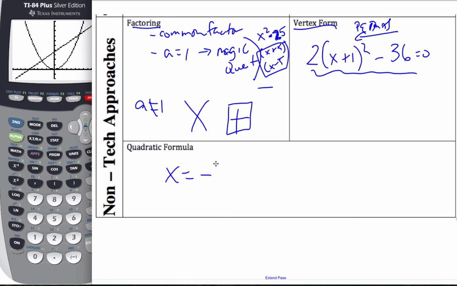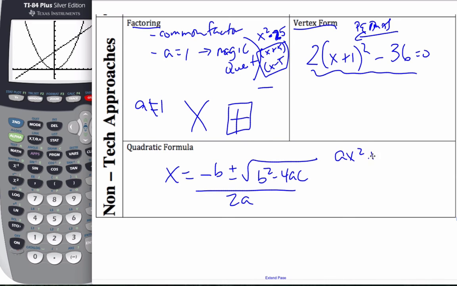And then finally, the quadratic formula. X is equal to minus b plus or minus square root b squared minus 4ac, all over 2a. And that works for every quadratic equation that exists, where a is in front of x squared, b is the coefficient for x, and c is the constant term. This always works, but it's not that efficient. Those are our methods. You choose the most appropriate.